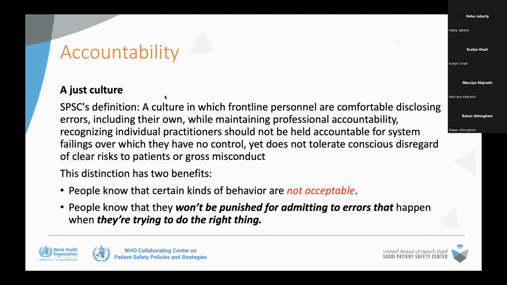People know that certain kinds of behavior are not acceptable, so the rules and responsibilities are very clear. People know that they won't be punished for admitting to errors that happen when they are trying to do the right thing. What is the benefit of having a good just culture in your organization? Do you think it increases or decreases reporting if you have a good just culture?